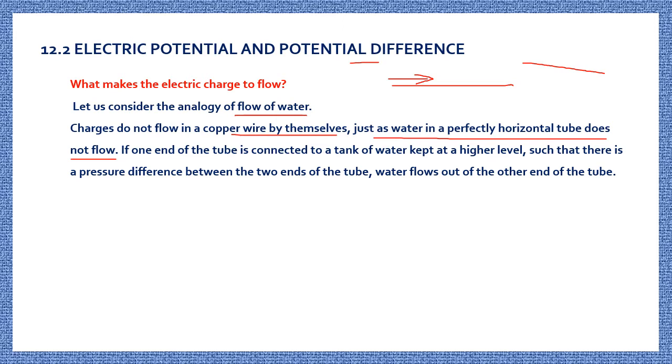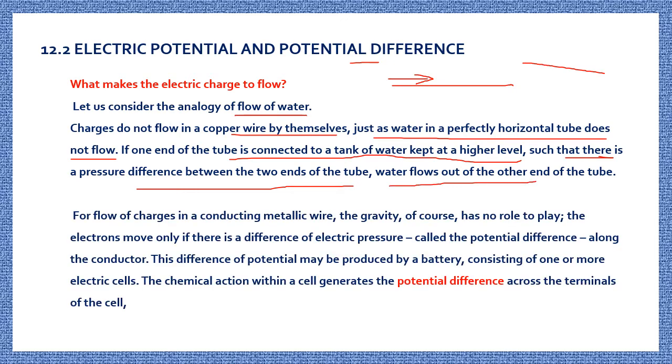Okay. So here, as I told you, if one end of the tube is connected to a tank of water kept at a higher level, such that there is a pressure difference between two ends of the tube, then only the water will flow out of the other end of the tube. Otherwise, water will not flow. In the same manner, for flow of charges in a conducting metallic wire, gravity, of course, has no role to play in conduction of electric current or electric charge. The electrons move only if there is a difference of electric pressure.